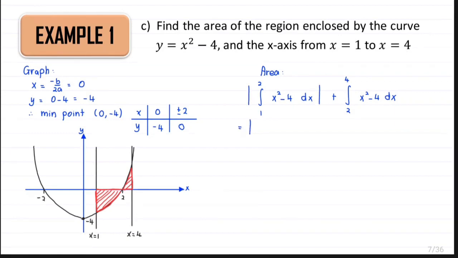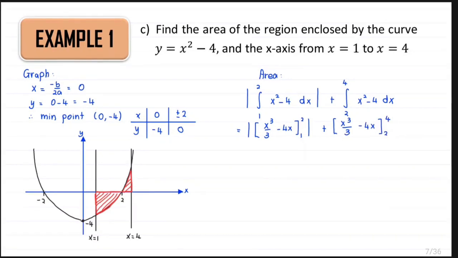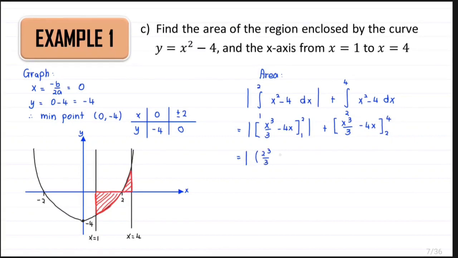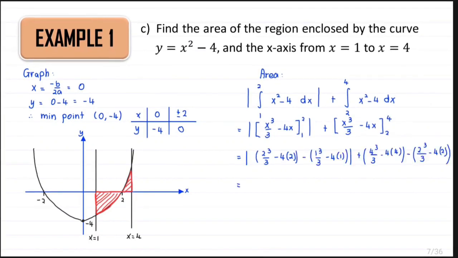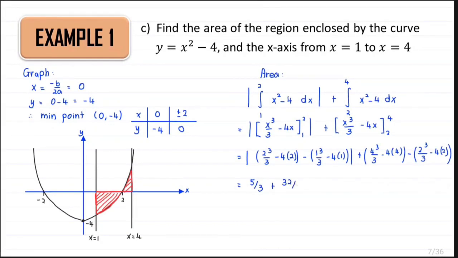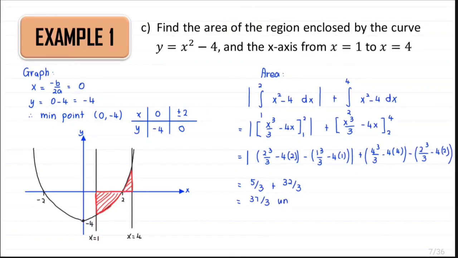Then we integrate. We get x cubed over 3 minus 4x from 1 to 2. Then we plus the integral of x cubed over 3 minus 4x from 2 to 4. Then we substitute the value 2 cubed. We solve, we get 5 over 3 plus 32 over 3. And our final answer is 37 over 3 unit squared.